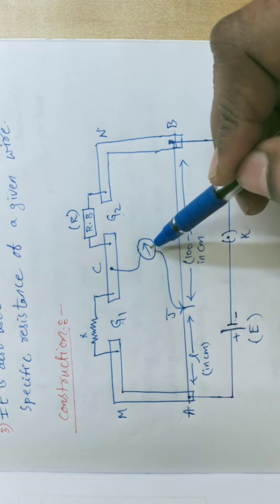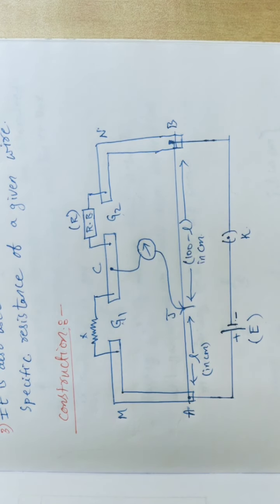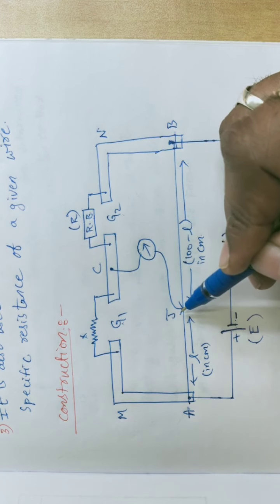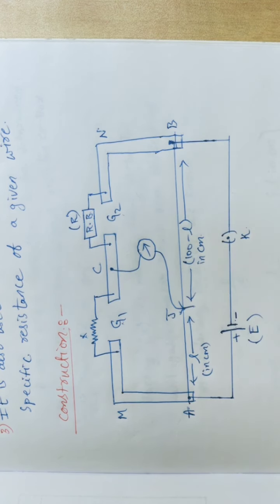Along this C, we are introducing one galvanometer. The galvanometer's other free terminal is connected with one jockey. That jockey is represented with J. The purpose of this is to get zero current flowing through the galvanometer.